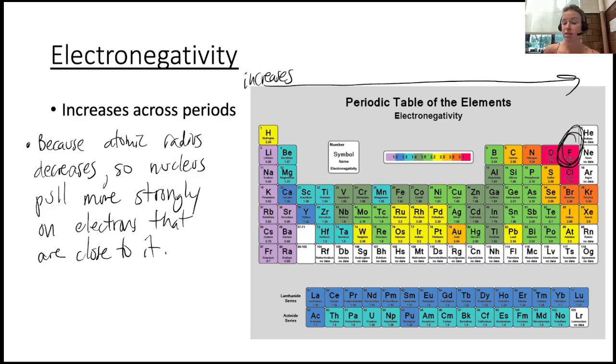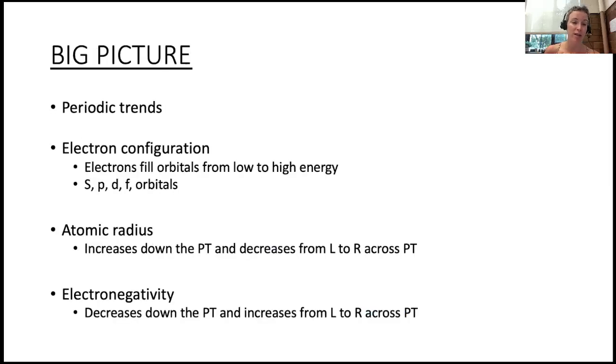And that wraps up our discussion of periodic trends. Today we talked about how electrons fill the orbitals. They go from low to high energy, and then we talked about s orbitals and p orbitals and how we can use the periodic table to understand which electrons are being filled where. Then we discussed atomic radius, how big an atom is, as well as electronegativity, how much pull the nucleus has on its electrons.